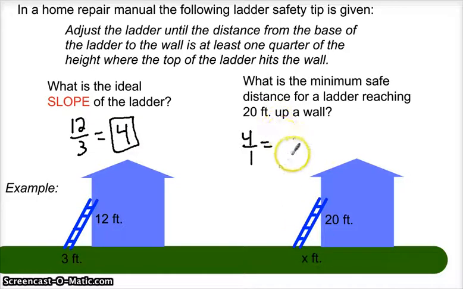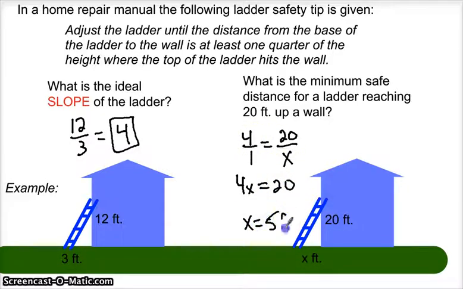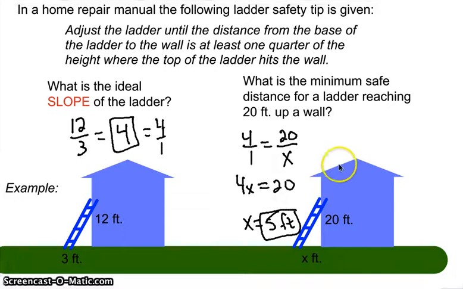of the ladder? Well, the rise is 20 feet. We don't know the run, but it should be in relationship to 4 over 1. So if you do a little cross multiplying, 4 times x, 1 times 20, and if you divide by 4, we should place that ladder 5 feet from the base of the wall. And we can use that ratio, that ideal ratio of 4 over 1, to help us find other answers.